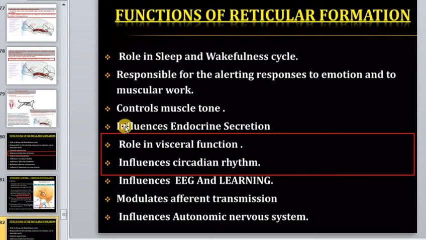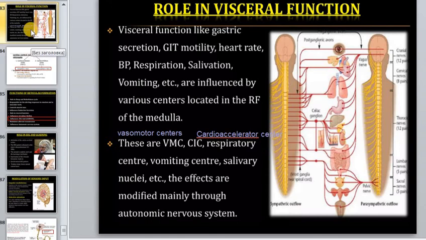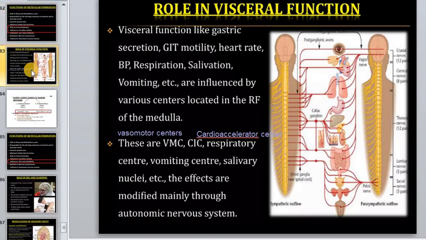And one more function is a role in visceral function, like a special area, the cardiac rhythm control. You know, it is a part of our autonomic nervous system and the reticular formation, and it can control visceral functions like gastric secretion, motility of the intestine, heart rate control, and respiration, as you know, and salivation and vomiting, influenced by various centers located in the reticular formation of the medulla, and it can even control the vasomotor center and cardiorespiratory center.